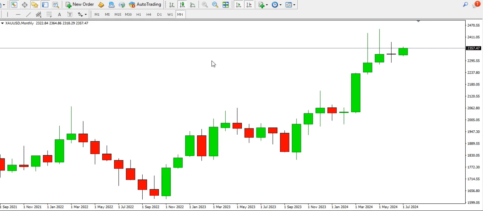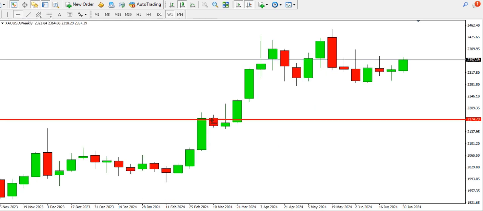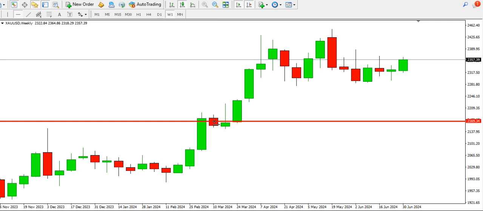The weekly time frame, what do we have on the weekly time frame? Let's take a look at what we have on the weekly time frame. On the weekly time frame, price of gold is ranging. We have the order block. This particular order block might serve as support. We also have another order block around this point.